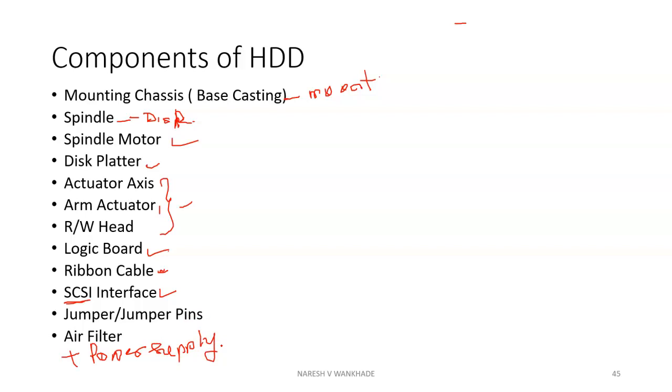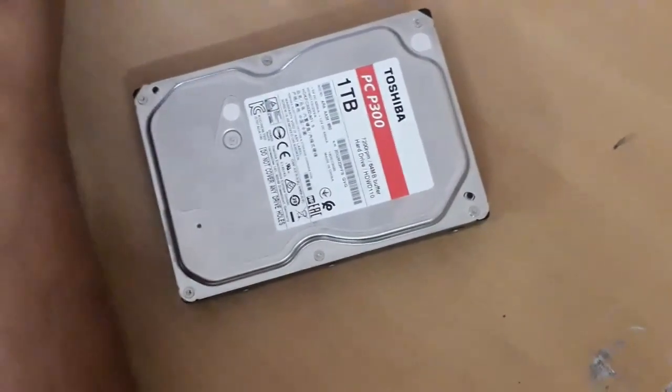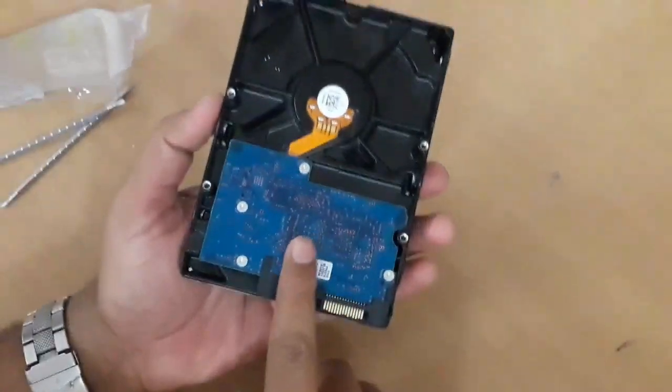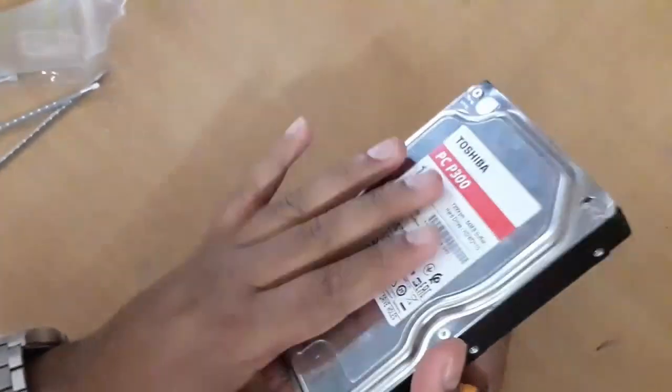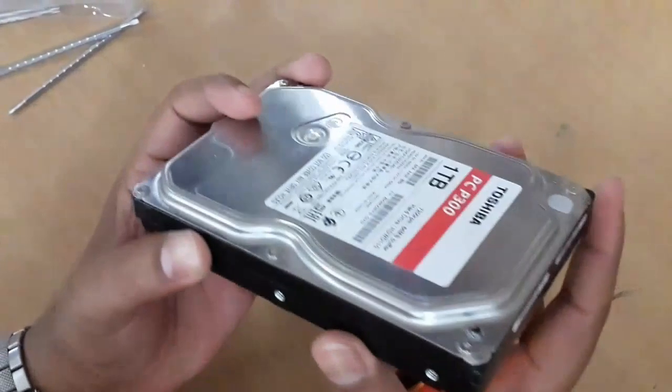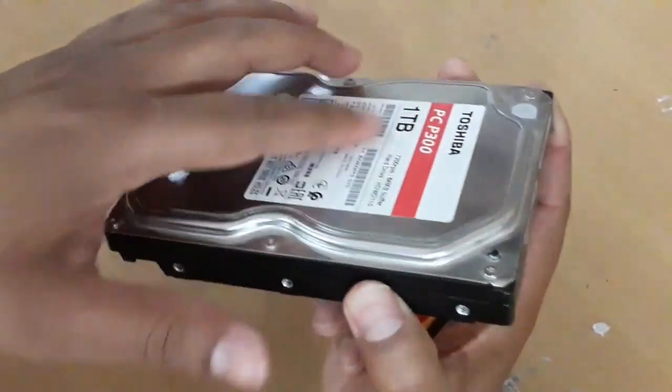In the video, we can see all these components. This is the hard disk drive. This one is the upper portion of the hard disk drive. This one is the lower portion, or we can call it the back side. This is the front side, and this black color component is known as the mounting chassis.